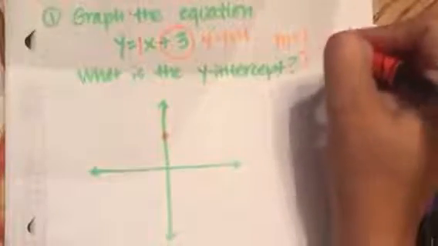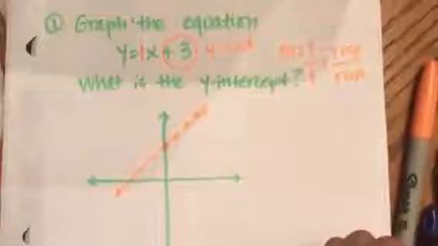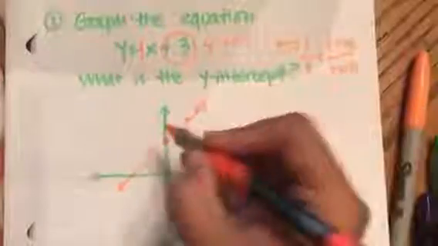How do I use that? I can change that to a fraction and know that that represents rise over run. So I can start at this point, I can go up 1 over 1, up 1 over 1, up 1 over 1. And that is my line. So I've graphed the equation y equals x plus 3, and I have identified the y-intercept to be positive 3 because that was the constant at the end of my equation.